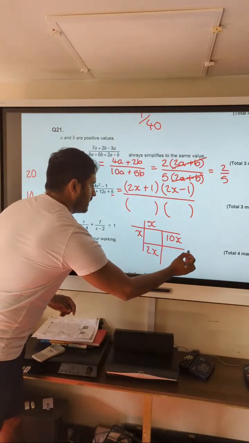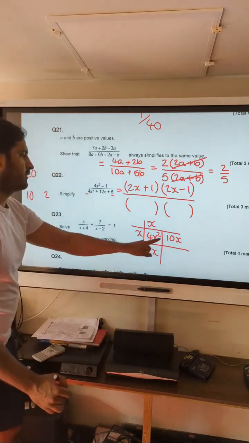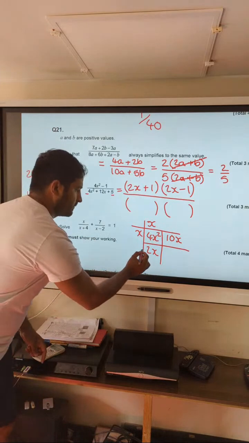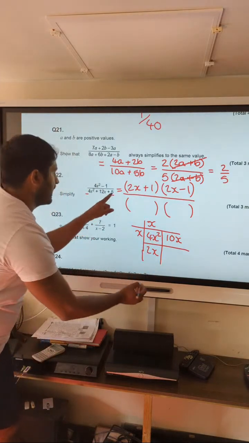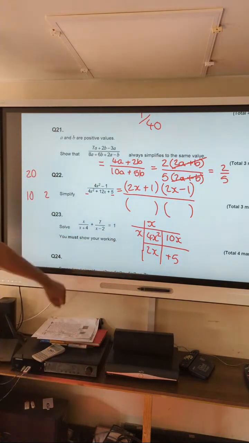And this one here is 4x squared. I know that I need to get 4x squared. So 10x and 2x will give you that 12x. And then the last part is plus 5. So I know already now what my answer is going to be.